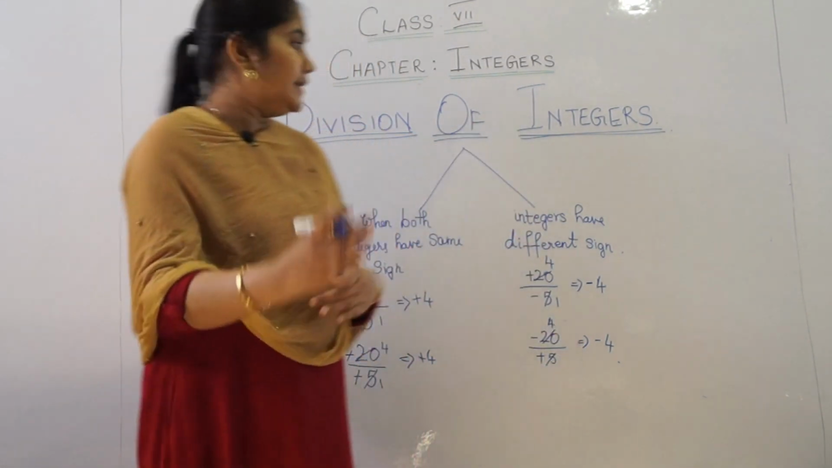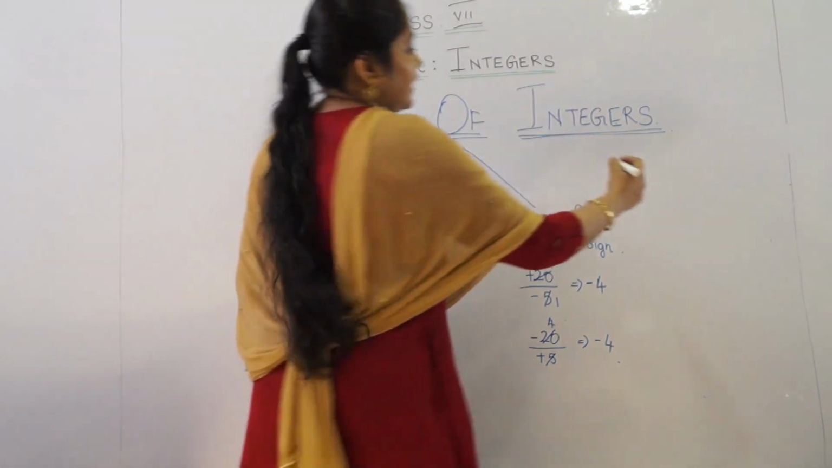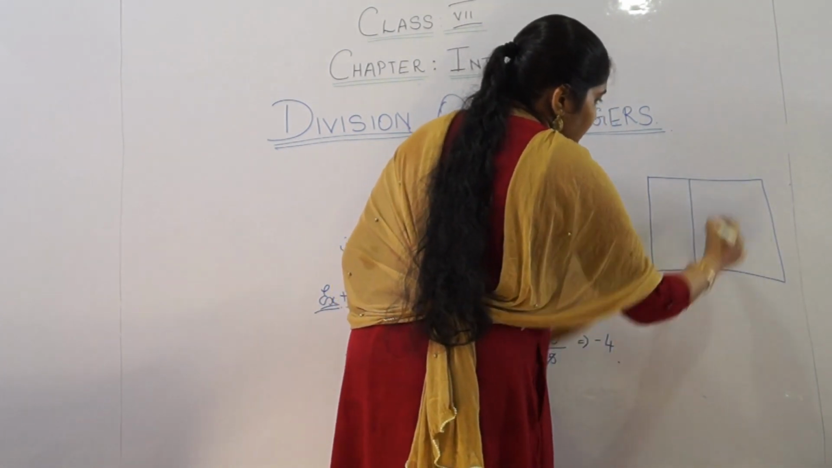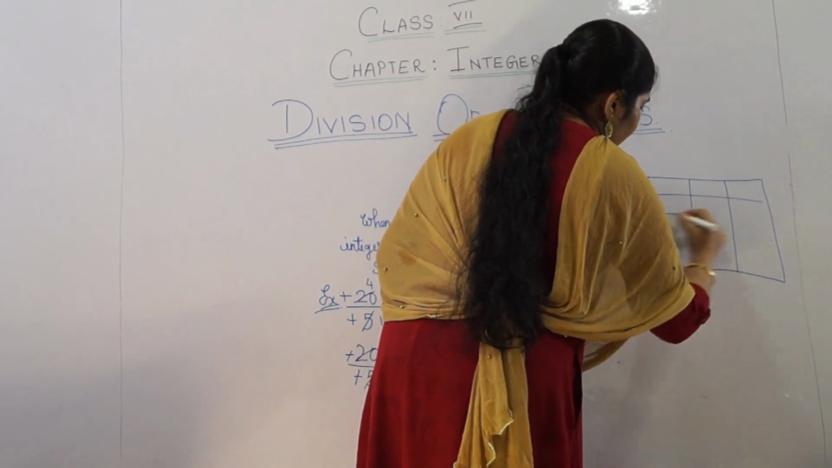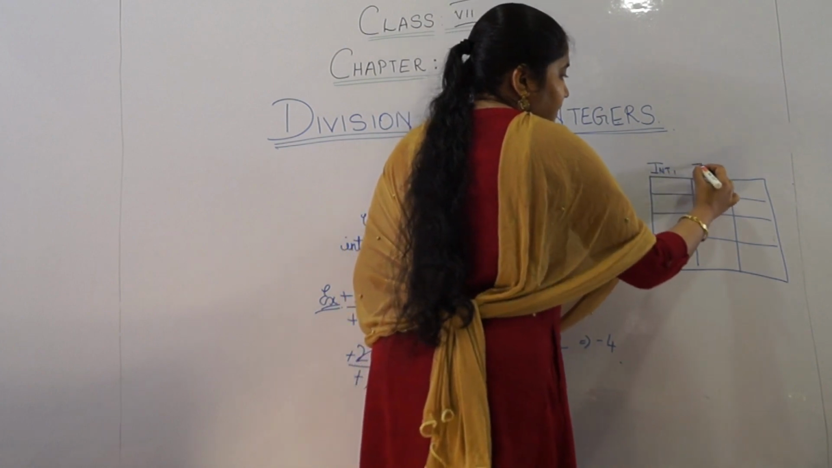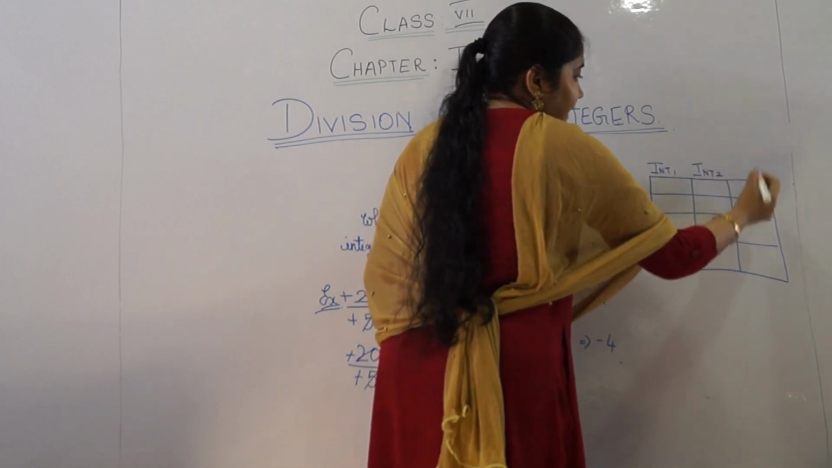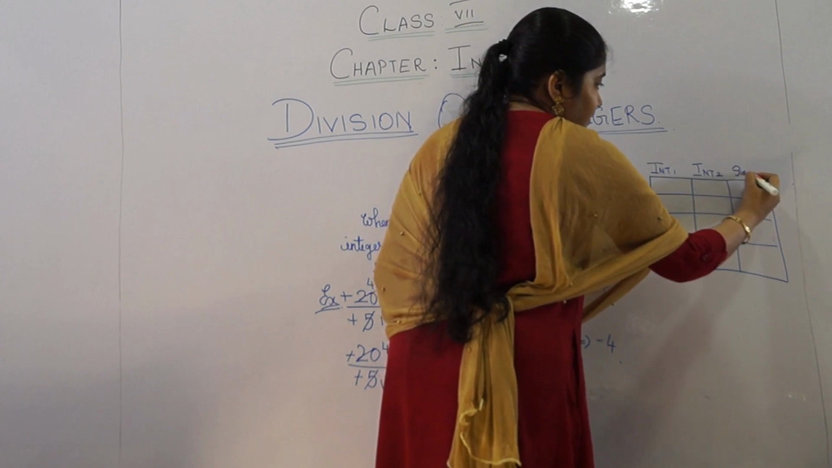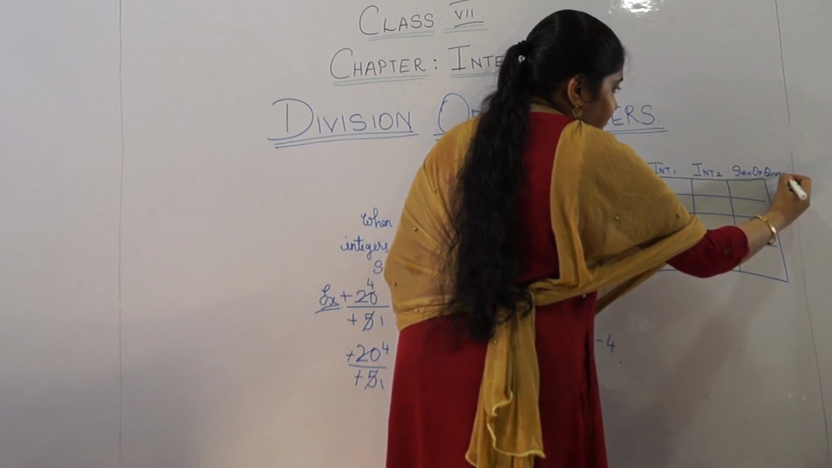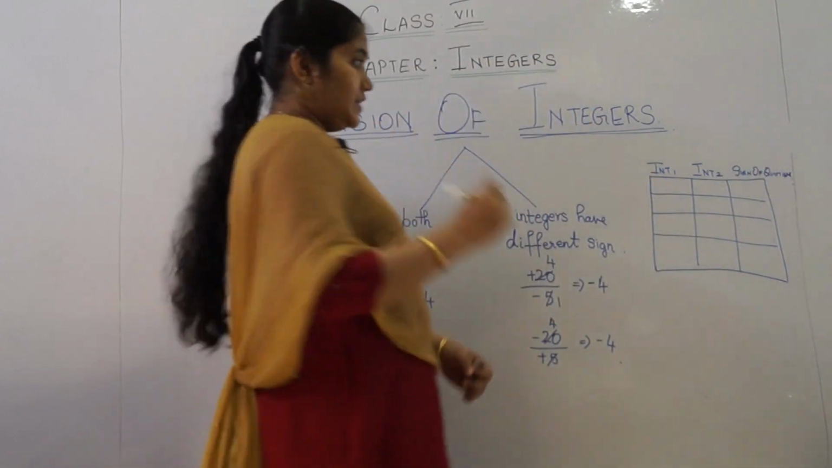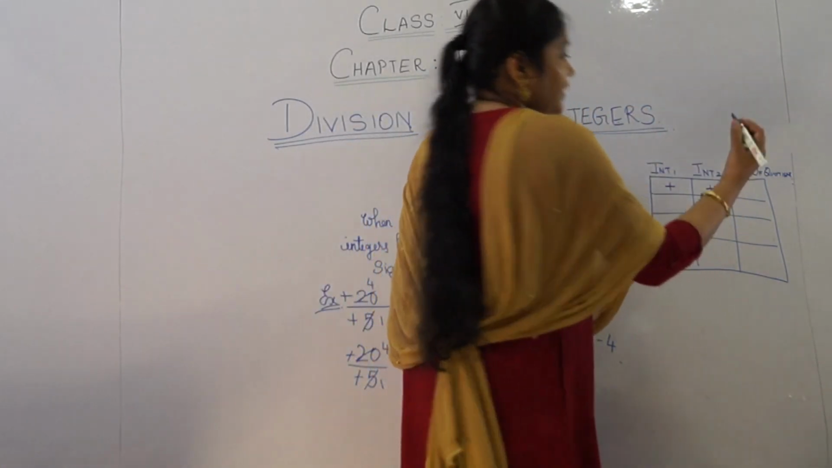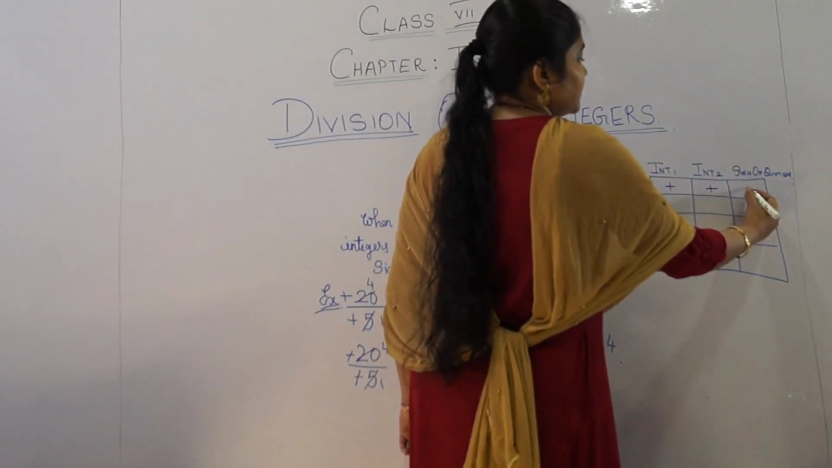Again, here in the division of integers, I have a tabulation, just like multiplication. This is my integer 1, this is my integer 2, and the sign of the quotient. If my integer 1 is positive and my integer 2 is also positive, then my quotient is going to be positive.